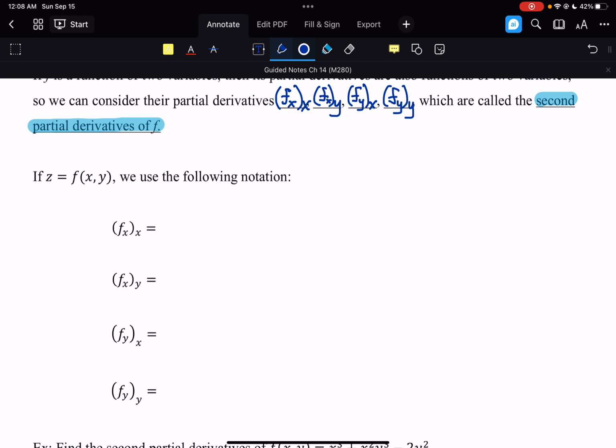So notationally, we have a few different ways of writing this. Of course, the one that we just wrote up here, but oftentimes we don't like to put the parentheses around this every single time. So we'll just condense it. So this would be fxx, fxy, fyx, and fyy.